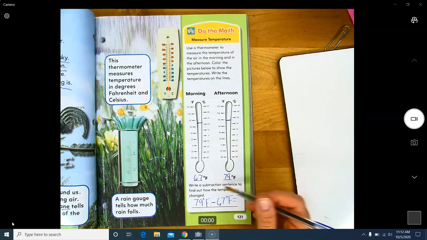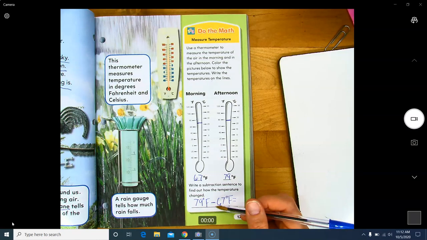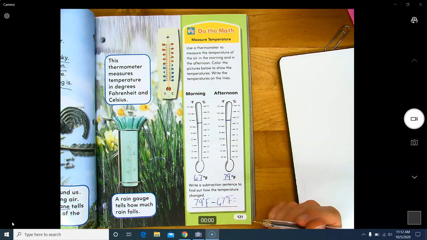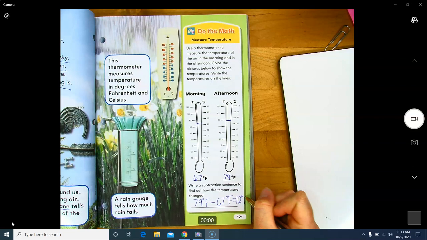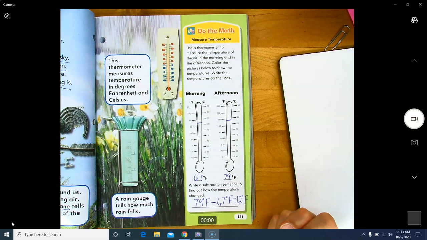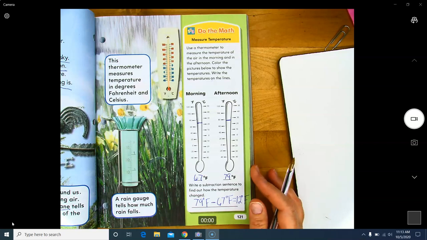Okay, so how much did the temperature change? About 12 degrees. Because 9 minus 7 is 2. And then 7 tens minus 6 tens is 1 ten. So I have 1 ten and 2 ones, 12 degrees Fahrenheit was the difference.